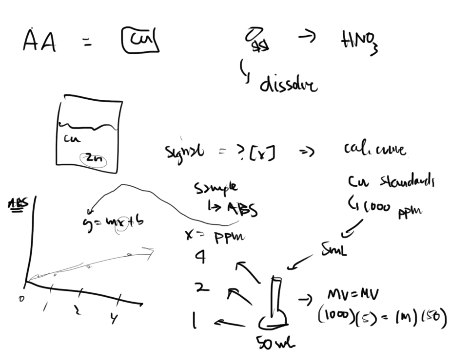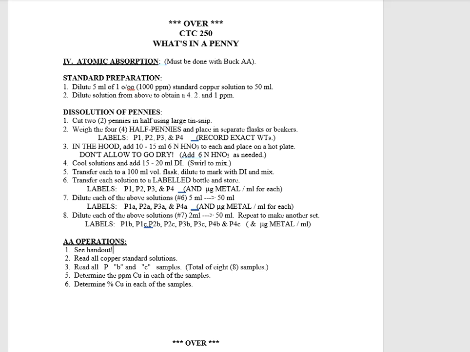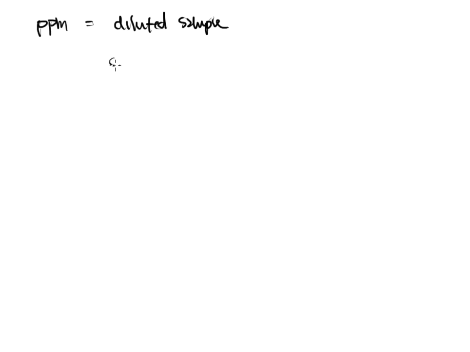Okay, now here's where the tricky part comes in. This is where the math is at. So the calibration curve is going to give me the part per million of the diluted sample. And if I go back to the directions, look, this was diluted a factor of 2 to 50. All right, well, I need a back dilution here.